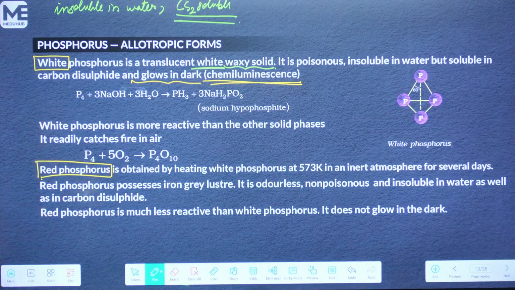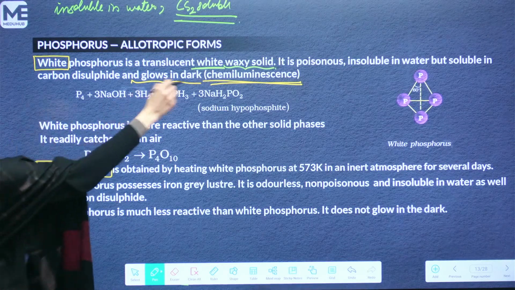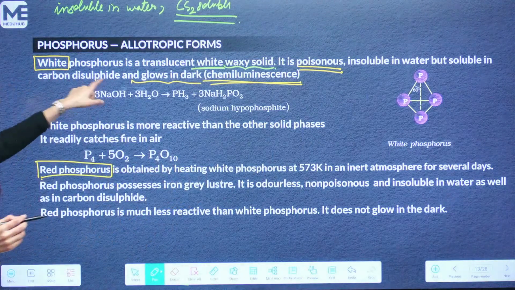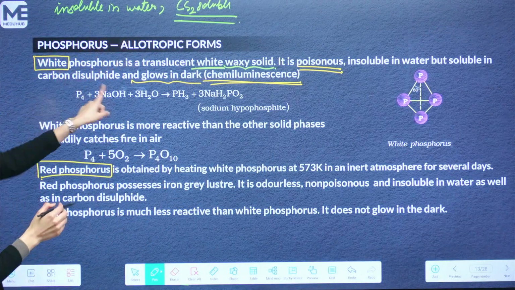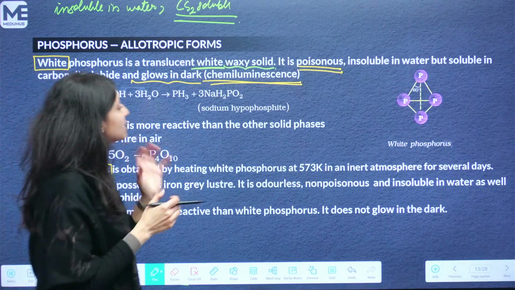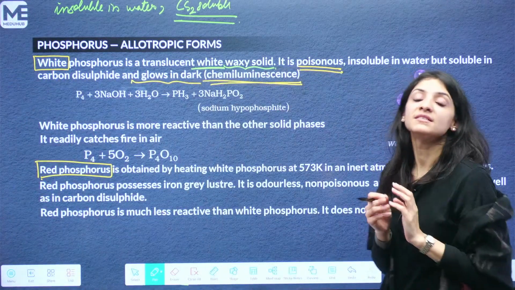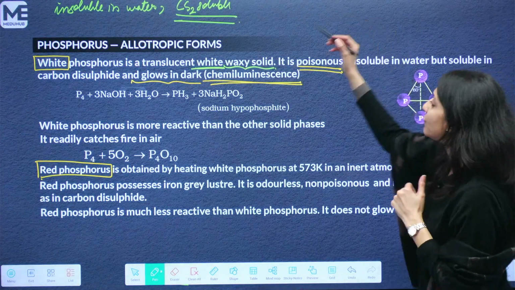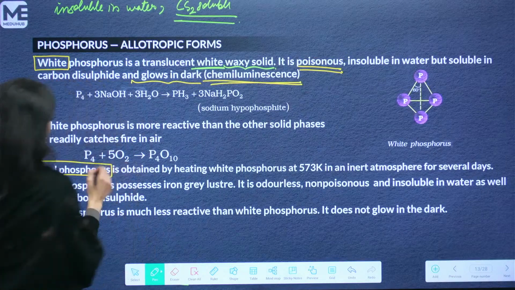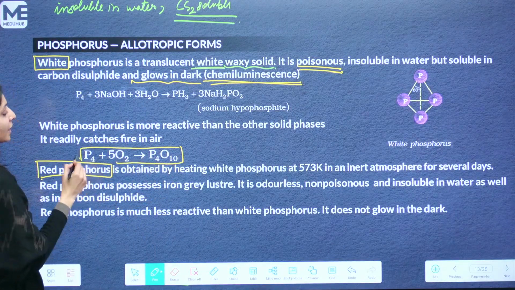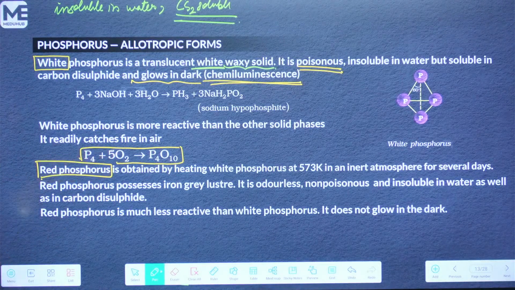So it is insoluble in water, it is poisonous, and it is soluble in carbon disulfide CS2, and it glows in the dark, which is called chemiluminescence. Now, a very interesting property of white phosphorus is that it spontaneously catches fire in air. So white phosphorus reacts with oxygen in the air to give P4O10. It spontaneously catches fire in air.